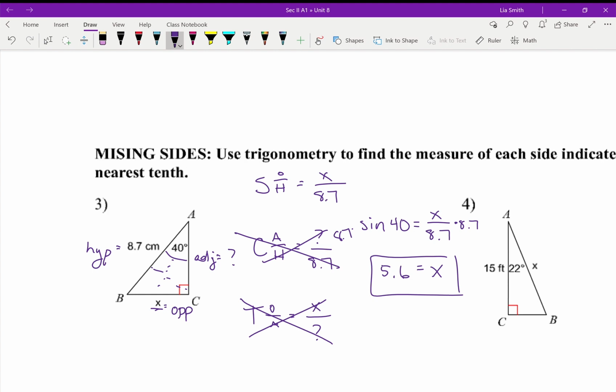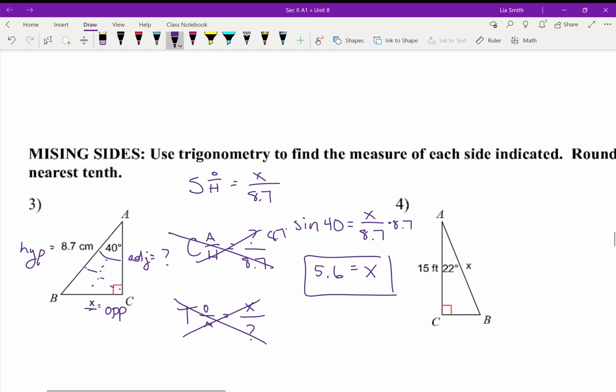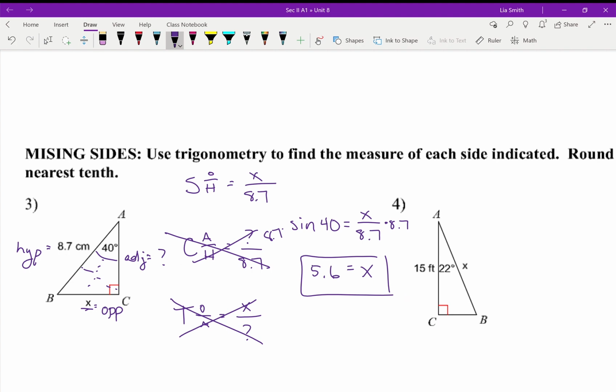Let's do another example. Look at number 4. Here's my angle of 22. So this side here would be my opposite side, which I don't have. Then I have my hypotenuse over here. And then this one must be my adjacent side. So if we were to choose our sine, cosine, or tangent, which one has the pieces that I want?